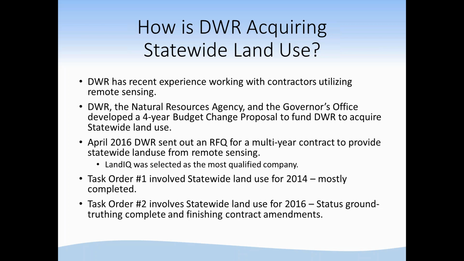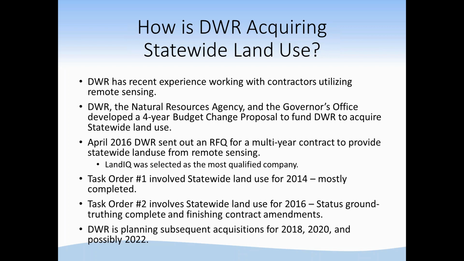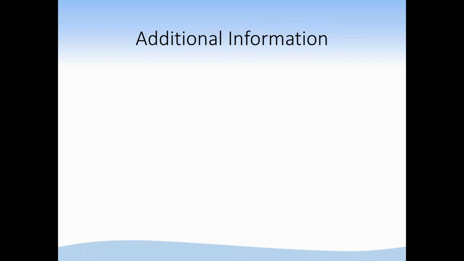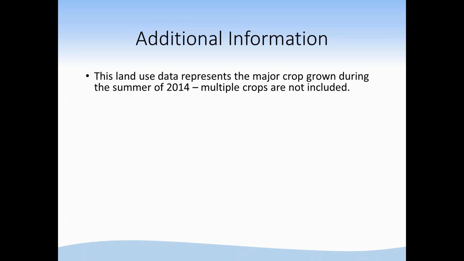We just executed, I think Joel got it in his hands today, task order 2, which is to do complete statewide land use for 2016. We're planning to do that for 2018, and basically it depends how far the funding we're getting in this BCP goes. Some additional information: this is not every crop that's grown in California in 2014. There are a lot of areas that do multi-cropping, triple cropping, double cropping. This is the major crop that was grown in the summer of 2014.